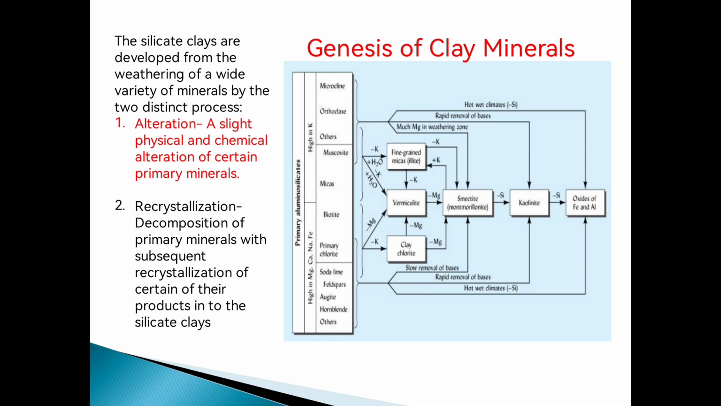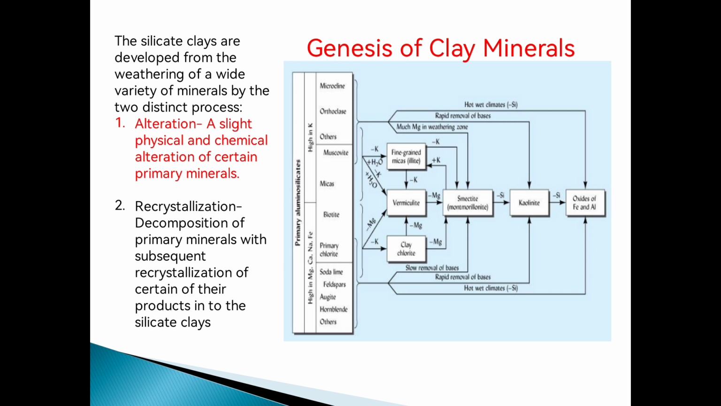And then if there is much magnesium in the weathering zone, it will turn into smectites or montmorillonite. And if there is rapid removal of bases, there will be kaolinite. And pag medyo basa at mainit yung climate, there will be a lot of removal of silicon, and it will now develop clay oxides of iron and aluminum.